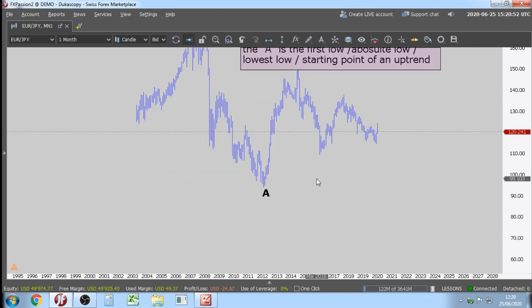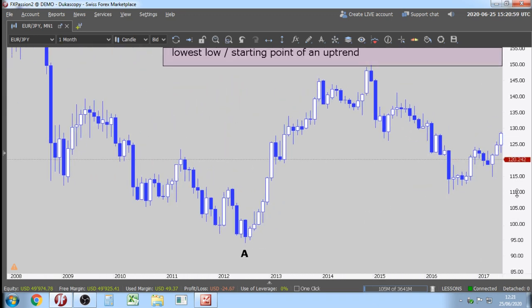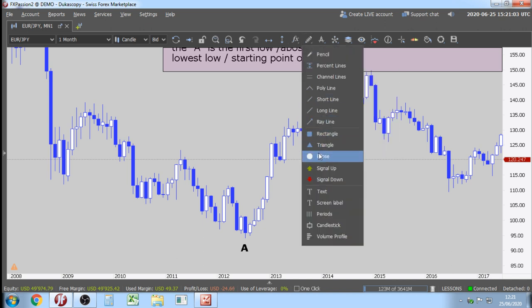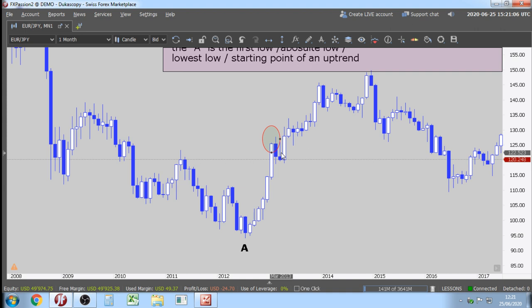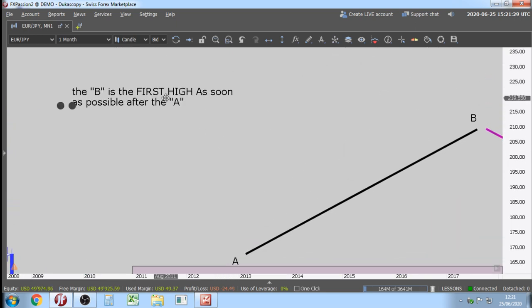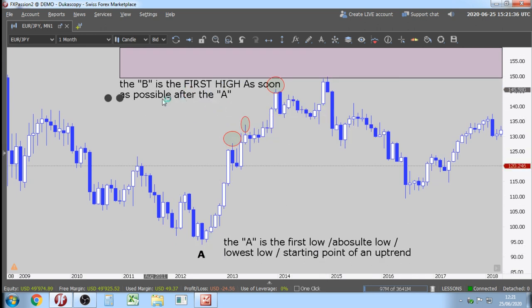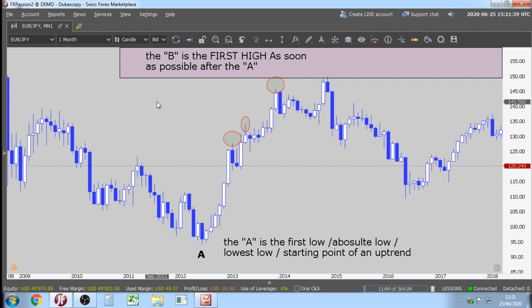So if we are starting with this A here, now what is the B? Is the first circle the B? Is the second circle the B? So first circle, second circle, and the third one, everybody. And let's put this down in here for you to see. Okay, so this is the A. The B is the first high as soon as possible after the A.